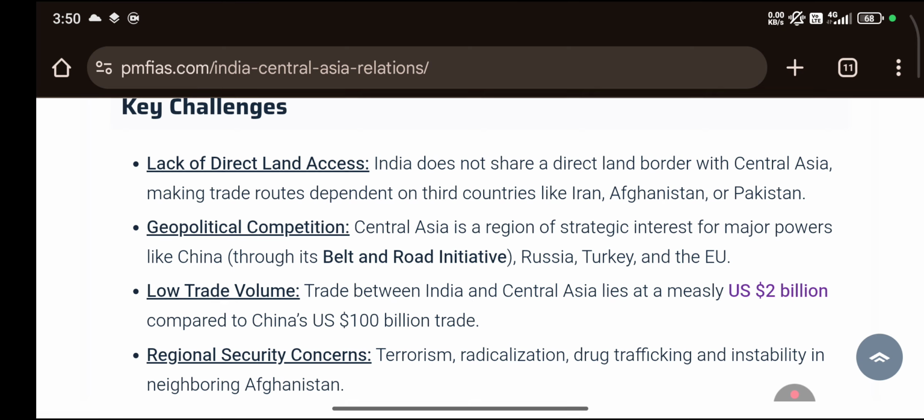The first point is lack of direct land access. India does not share a direct land border with Central Asia, making trade routes dependent on third countries like Iran, Afghanistan, or Pakistan. So if we want to go to Central Asia by land, we will have to cross Iran, Afghanistan, or Pakistan, which is very difficult in this context.